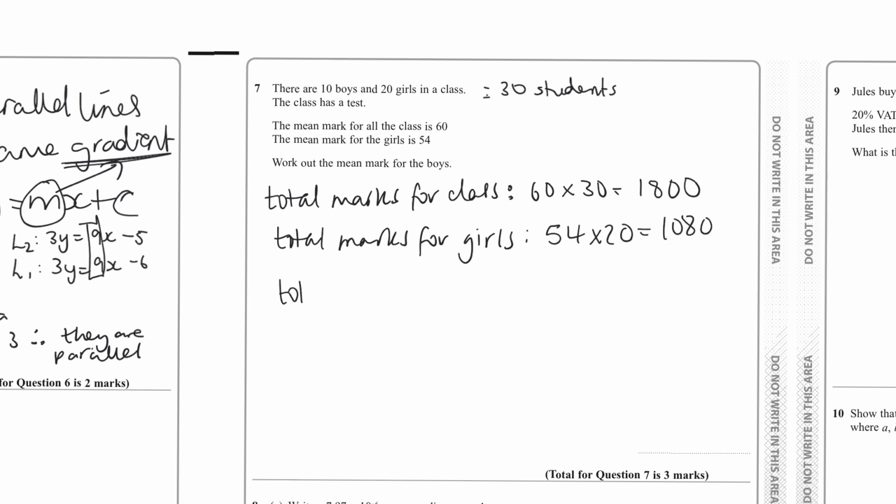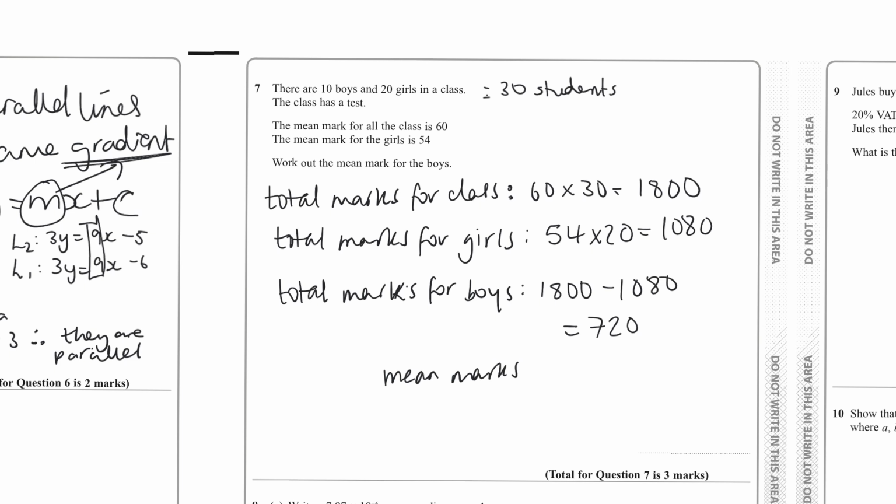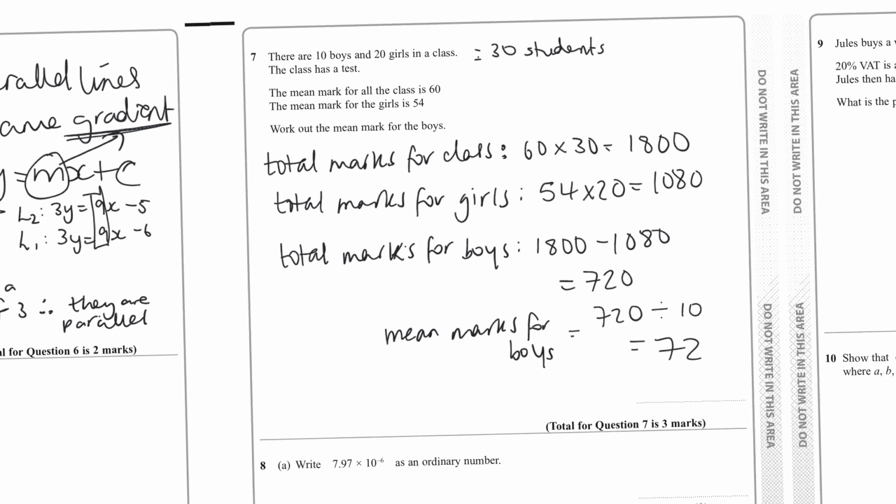Then to work out the total marks for the boys, we're just going to take those values away from each other, which would be 1,800 minus 1,080, which would leave you with 720. Then to work out the mean marks for the boys, it will be 720 divided by the total of boys, which is 72. So that was that question. All right, so moving on to question 8.